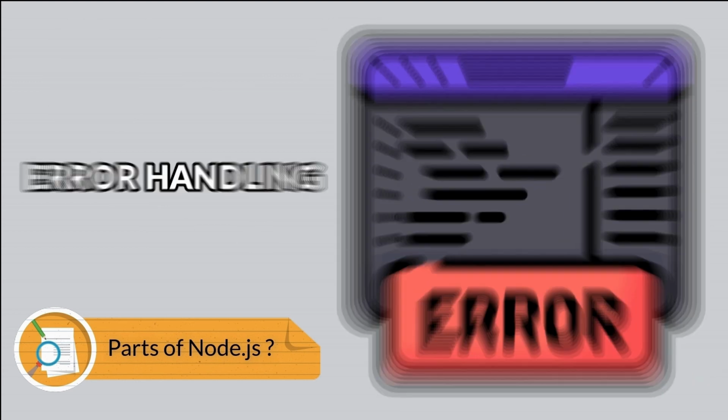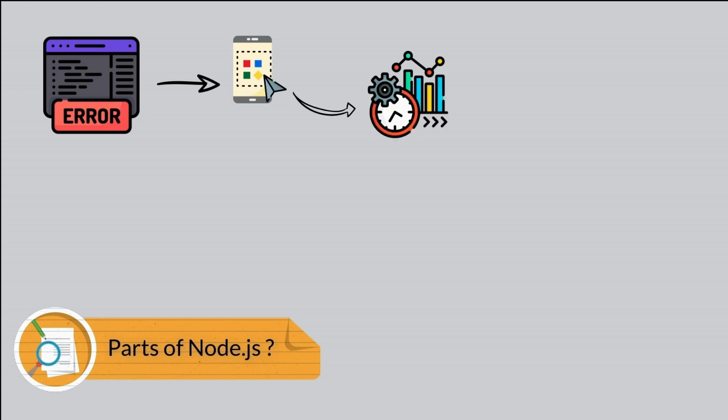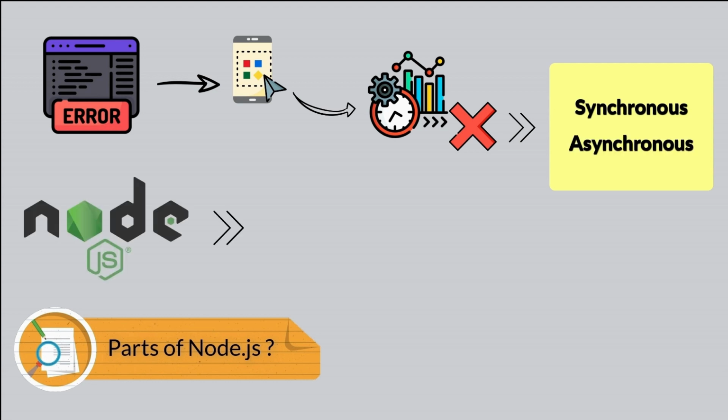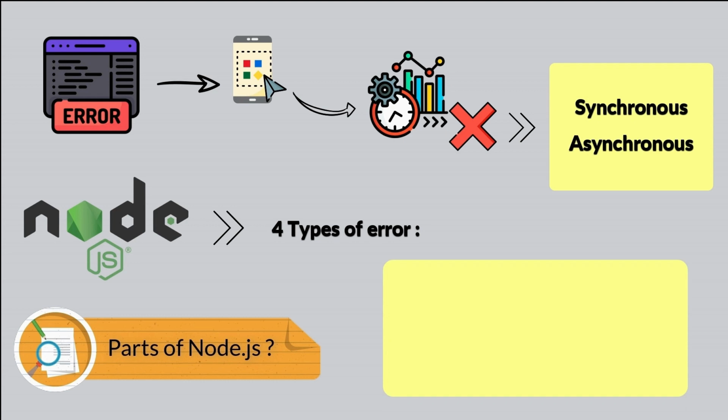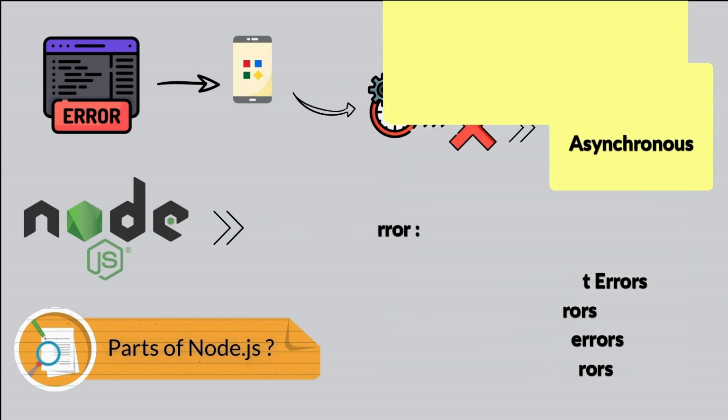Error handling. Error handling refers to how the application catches and processes errors that occur both synchronously and asynchronously. Node.js experiences 4 types of errors, which are standard JavaScript errors, system errors, user-specific errors, and assertion errors.